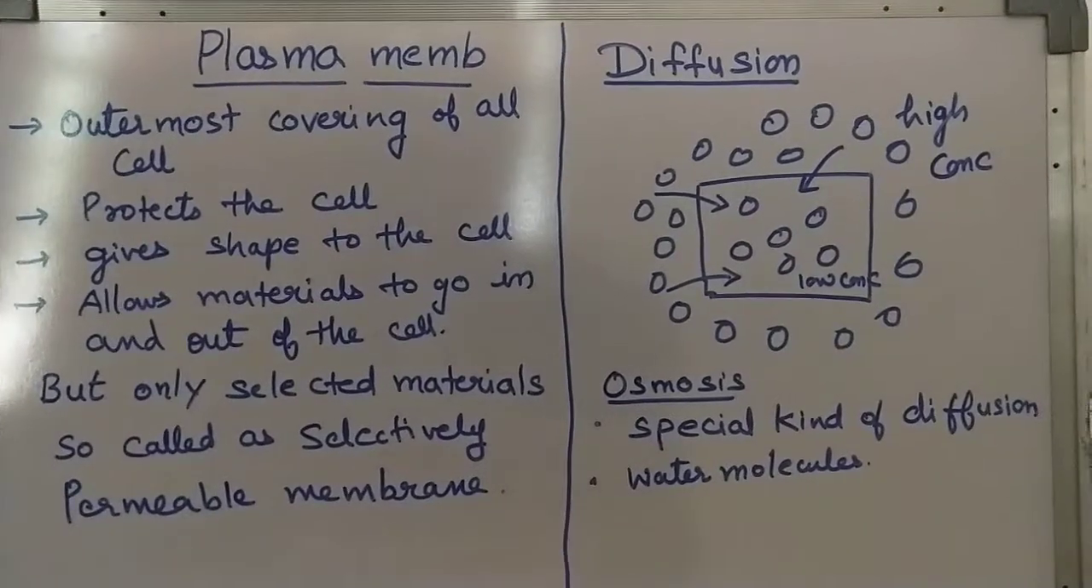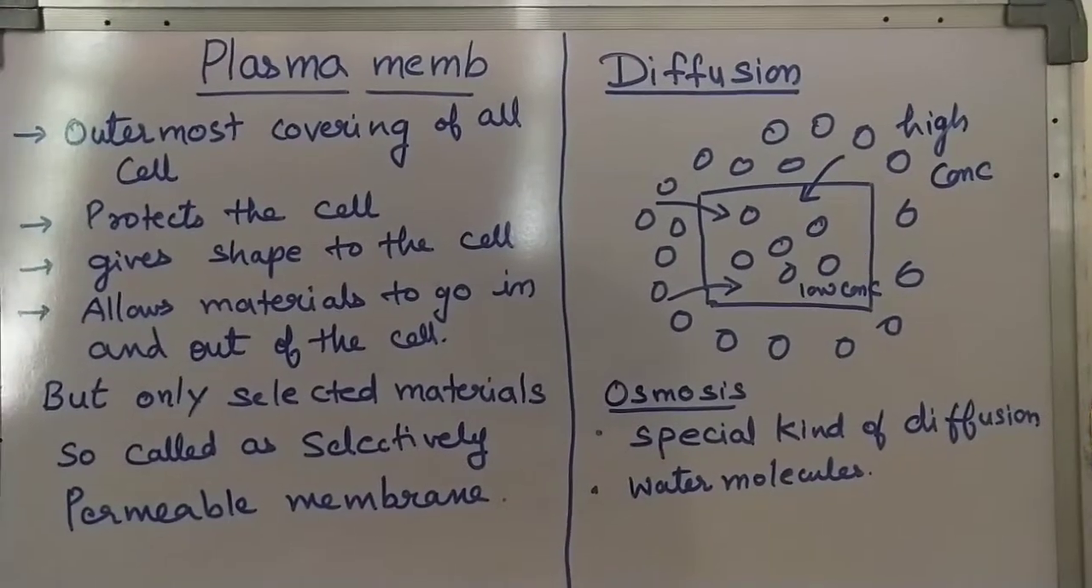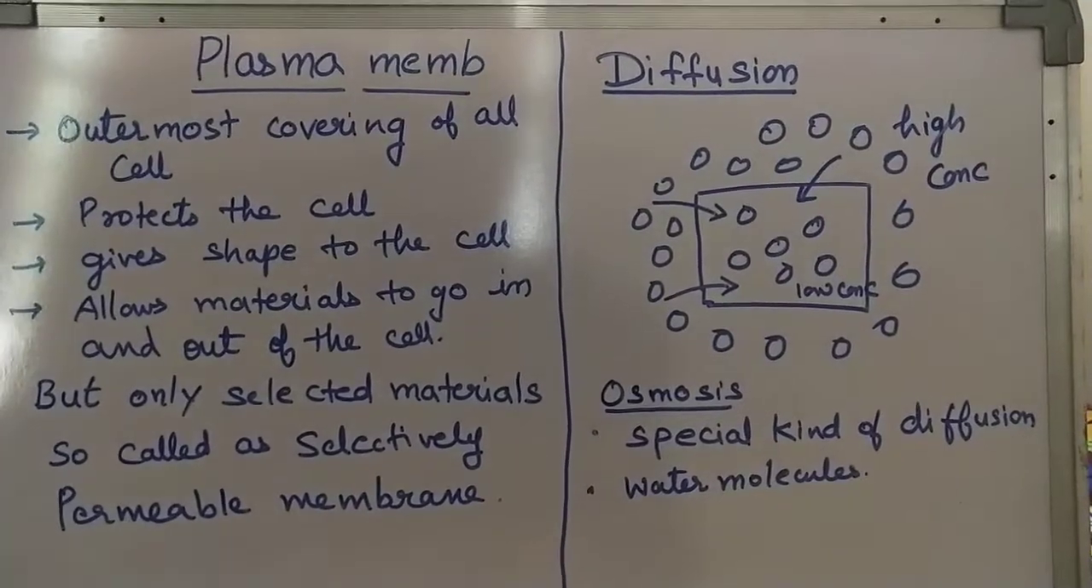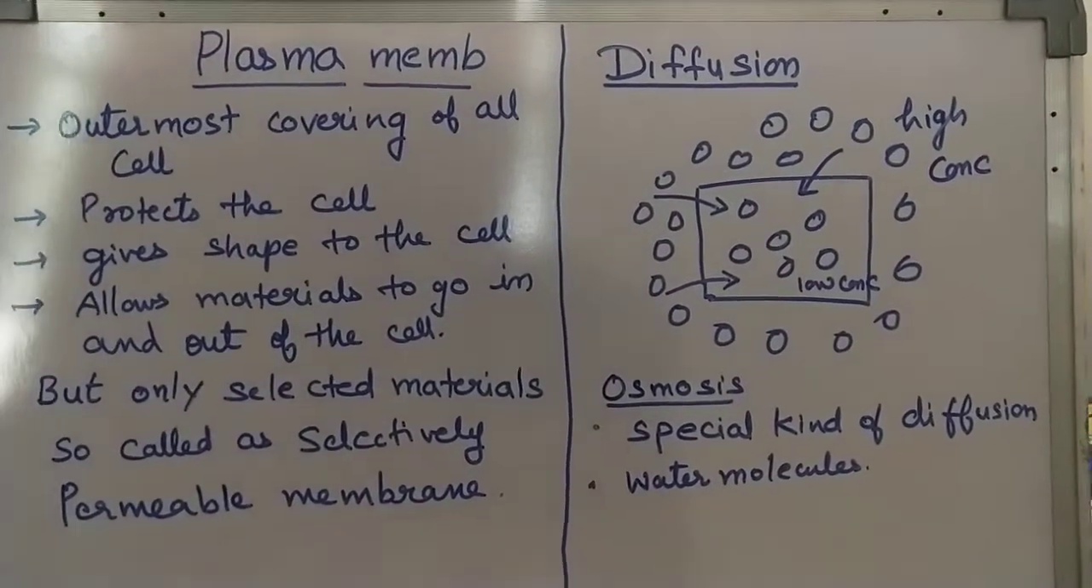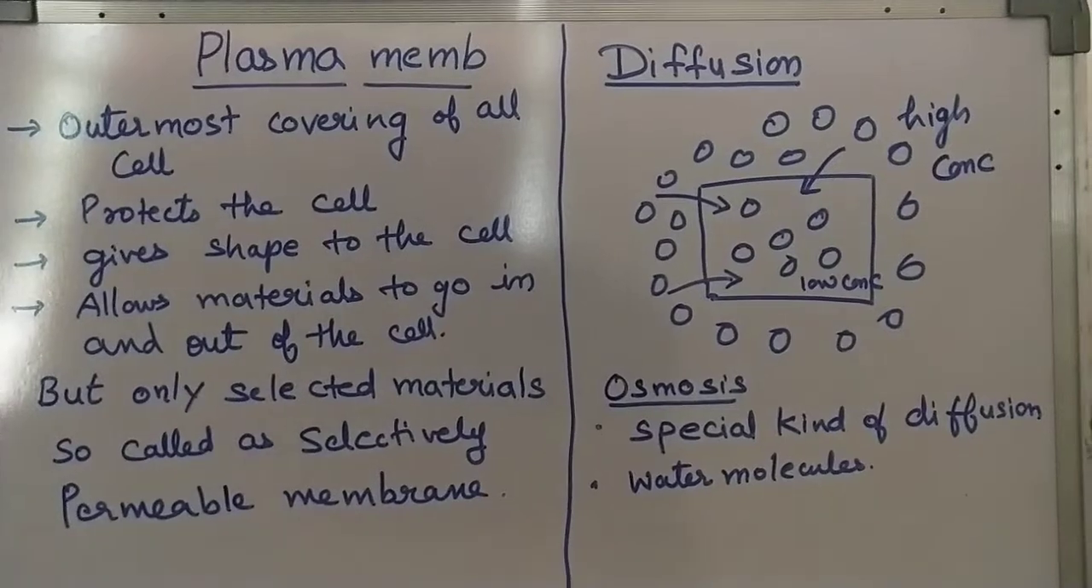Children, I already told you the cell has three parts. How many parts? Three parts: plasma membrane, nucleus and cytoplasm. Okay. So let's study the first part, plasma membrane.